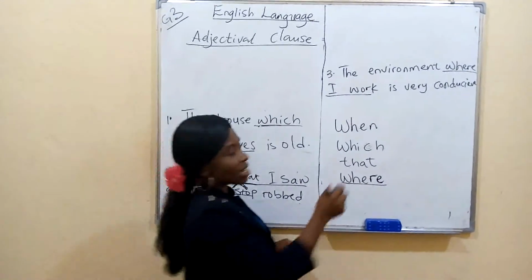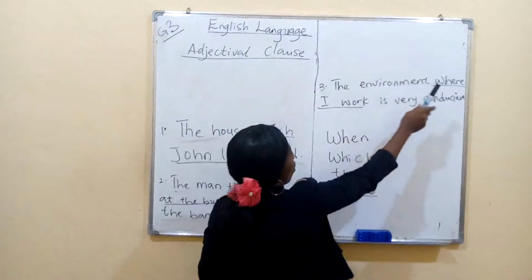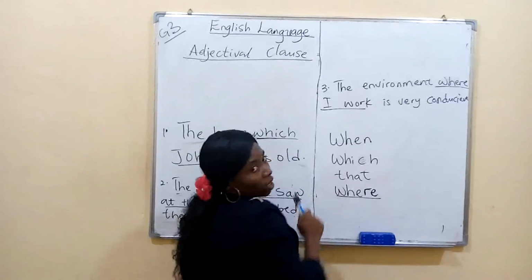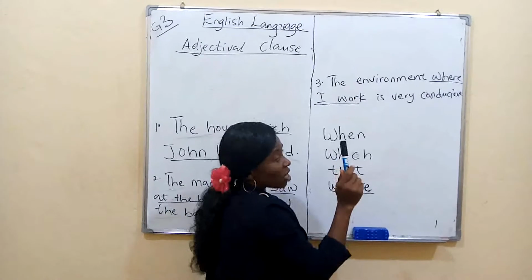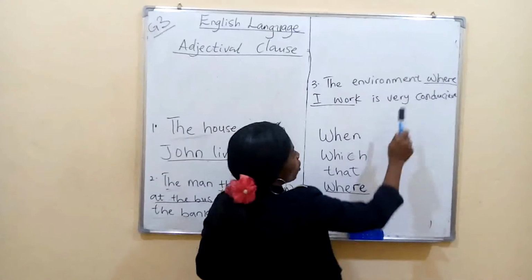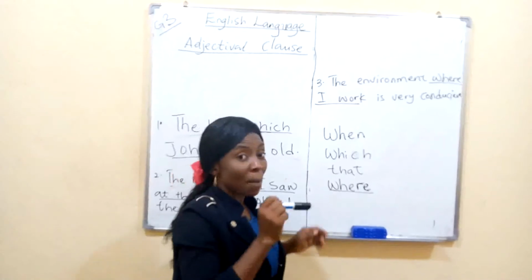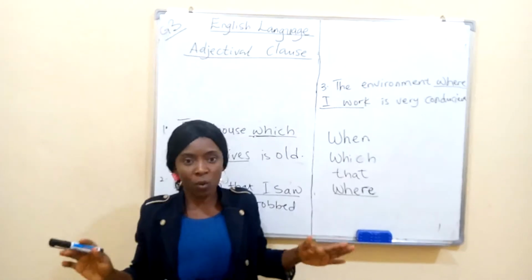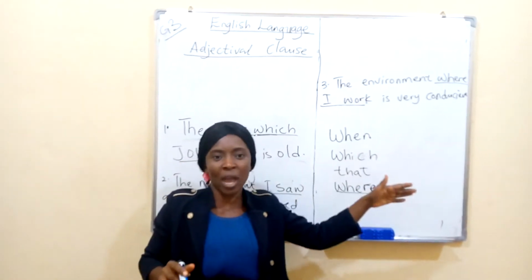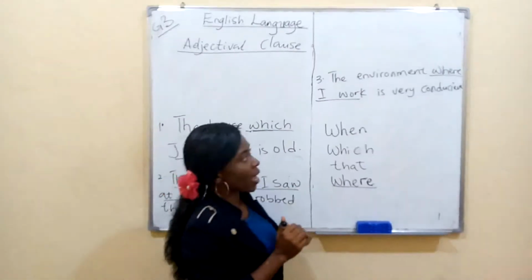So we'll now say this is our relative or adjectival clause. Because we would have just stopped at the environment is very conducive. But we went further to describe the environment, the environment where I work. Not just maybe the environment where I live, but the environment where I work.